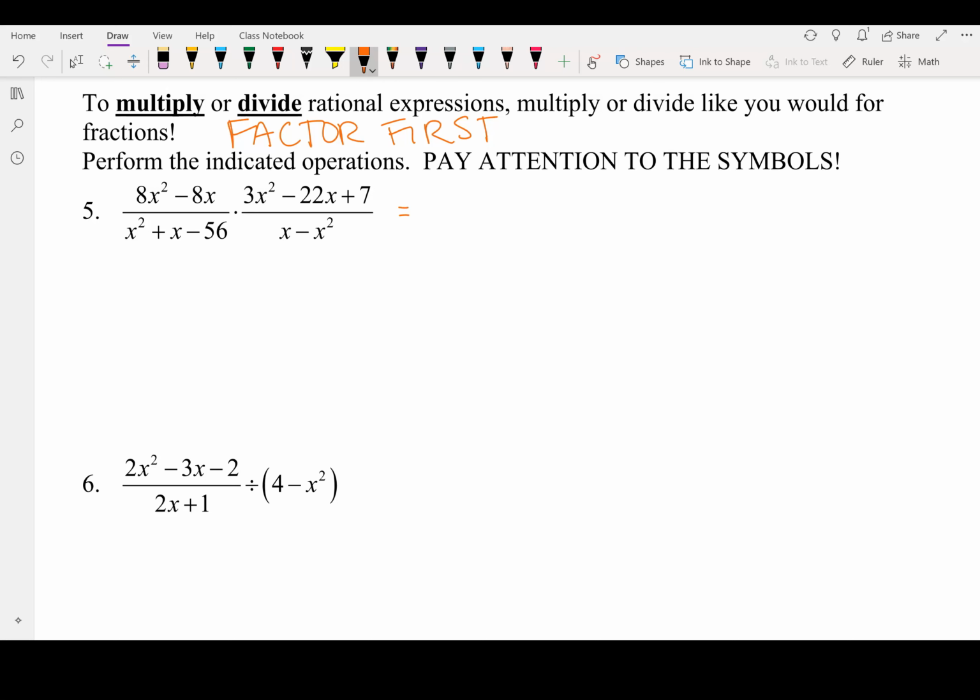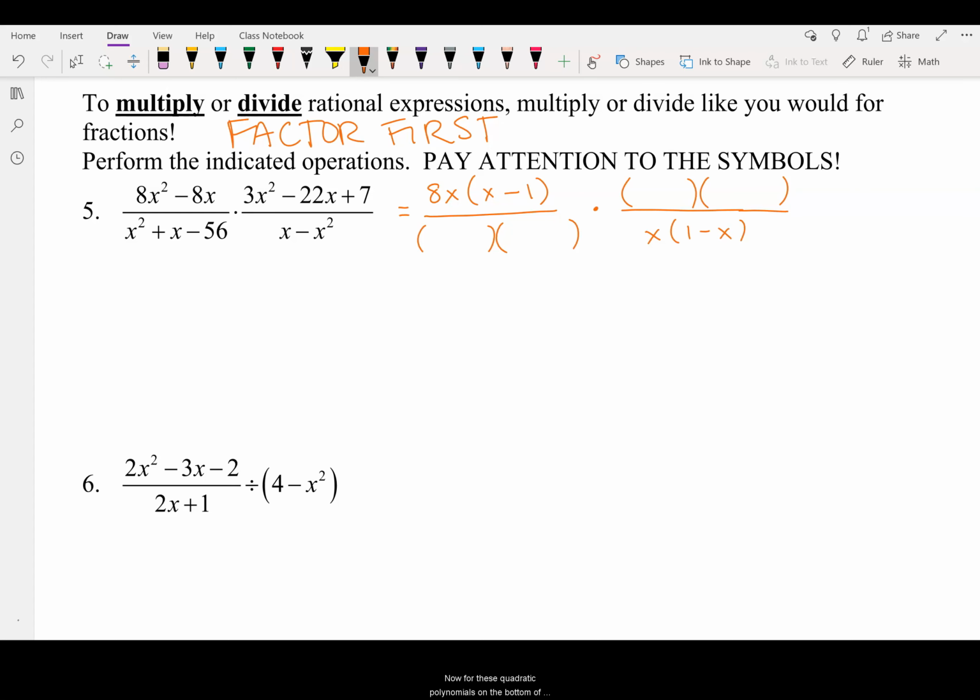So in the first one, 8x squared minus 8x, they have 8x in common. We can factor out an 8x. 8x times x will give me 8x squared, and 8x times negative 1 would give me negative 8x. On the bottom, we need to figure out how to factor this x squared plus x minus 56. Similarly, on the top here on the second one, we'll do these to the side, the 3x squared minus 22x plus 7. And then the denominator on the second one, x minus x squared, we can factor out an x, 1 minus x here in the denominator for that one.